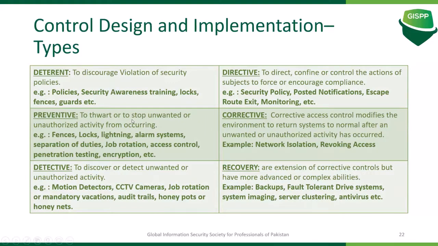Preventive control stops. For example, you put up a fence, and it tries to stop the unwanted action. Then we have corrective action, then we have detective action. Detective controls are like antiviruses and your SIEM solutions. Directive controls are like posters and security policies. And corrective controls are like network isolation and revoking the access. And recovery is like backup and recover, fault tolerance, these things.